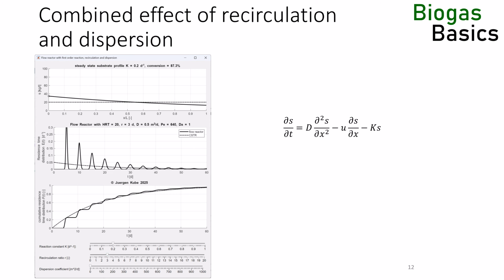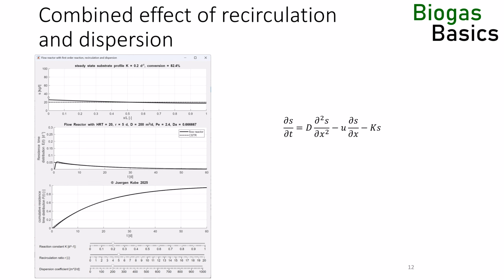Then we introduce the effect of axial dispersion by increasing the axial dispersion coefficient from 0.5 to 200 square meter per day. The Dirac impulses gradually evolve into a smoother bell-like shape as the dispersion coefficient becomes larger.